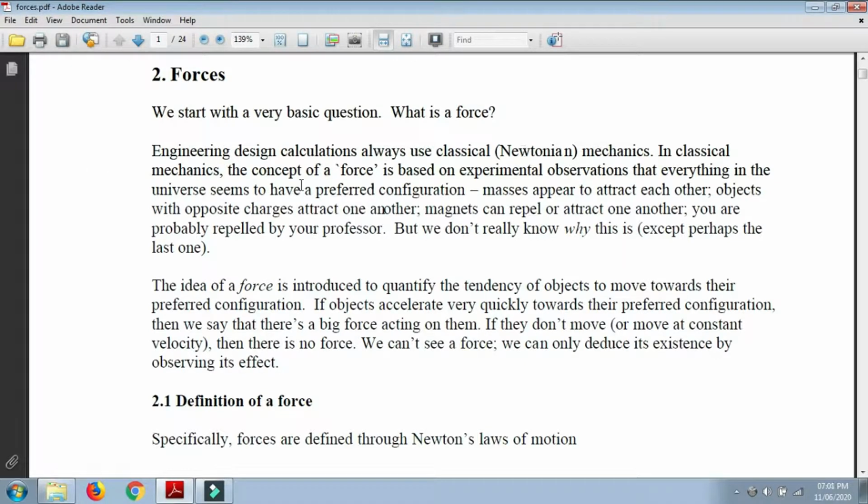In classical mechanics, the concept of force is based on experimental observations that everything in the universe seems to have a preferred configuration. Like masses appear to attract each other. Which law? Newton's law of universal gravitation. You have always heard about it, and you have done some calculations on it in your matric and inter exams. Objects with opposite charges attract each other.